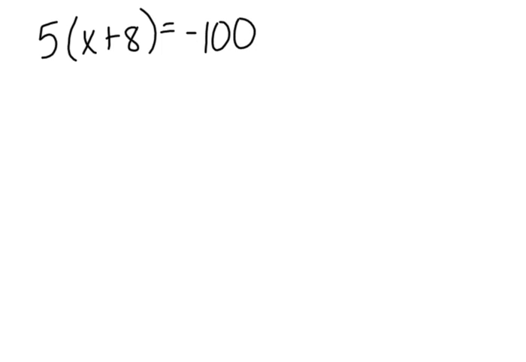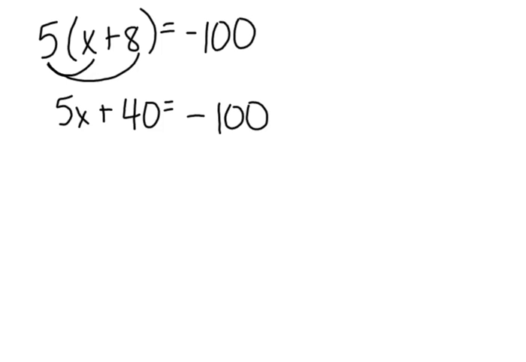Last problem on that review that you were given on Monday is 5 times the quantity x plus 8 equals -100. Do not forget the negative. First thing you're going to do is distribute. 5 times x, 5x. 5 times 8, there's a plus there, so we'll put a plus. 40 equals -100. We're going to combine our like terms, 40 and 100. We look at 40. We have addition, so we're going to solve using subtraction. So subtract 40 from both sides.